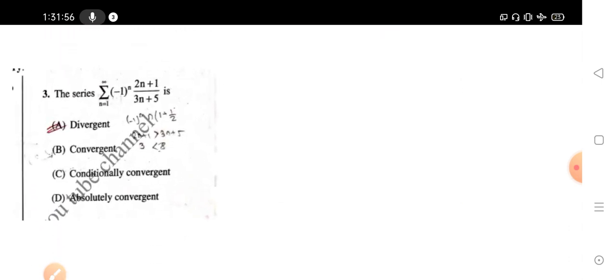Next question: this is for your homework. The series sum n runs from 1 to infinity of (minus 1) raised to n times (2n plus 1) upon (3n plus 5) is divergent. This is an example of a divergent series.